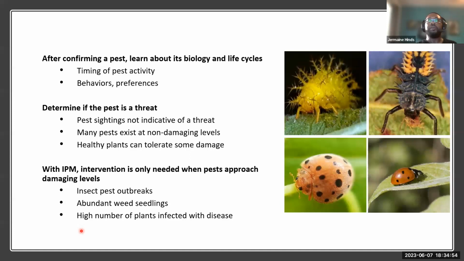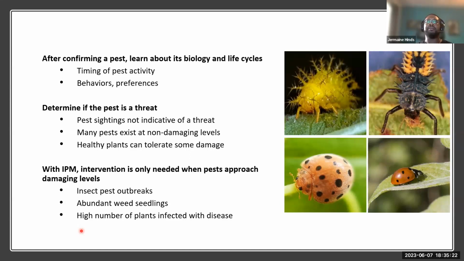After confirming a pest, you want to learn about its biology and life cycles. This could tell you the timing of pest activity, so what time of the year, what months should you expect it, so you can get ahead, and through your planning you can prepare for it. You can learn about behaviors and preferences through proper identification. It helps you determine if a pest is a threat.